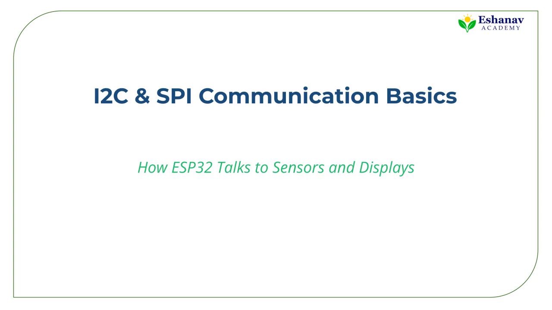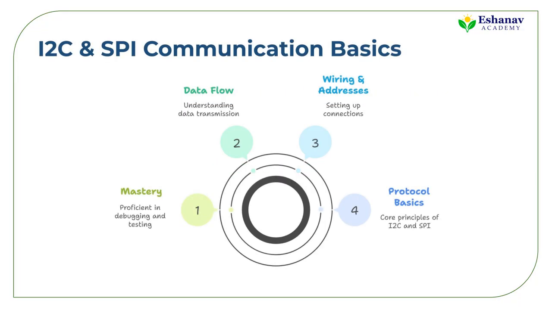Picture this, you're building a motion tracking wearable and your ESP32 needs to constantly stream data from an accelerometer while also driving a small OLED display. If you tried wiring each sensor pin directly, you'd run out of pins in no time. That's exactly why protocols like I2C and SPI exist. They're the shared languages that let your ESP32 communicate with dozens of devices over just a few wires.